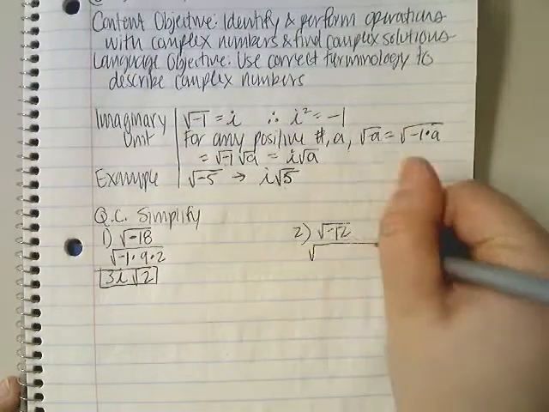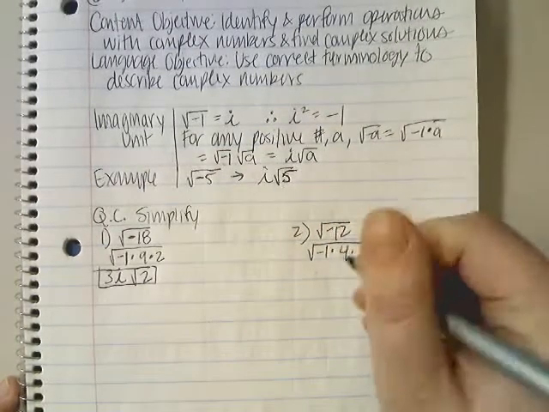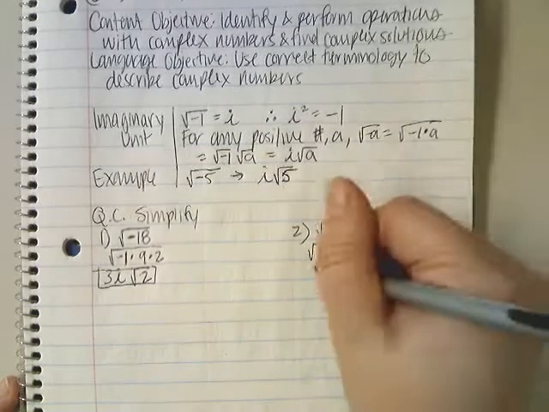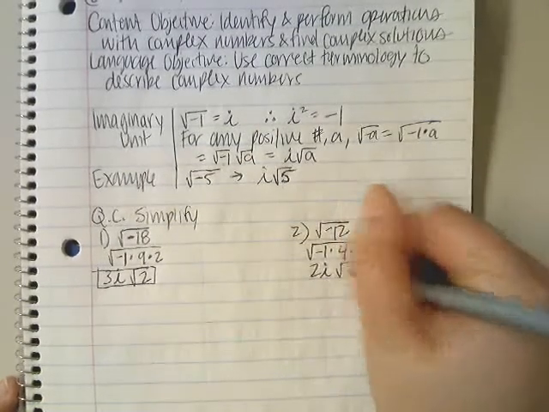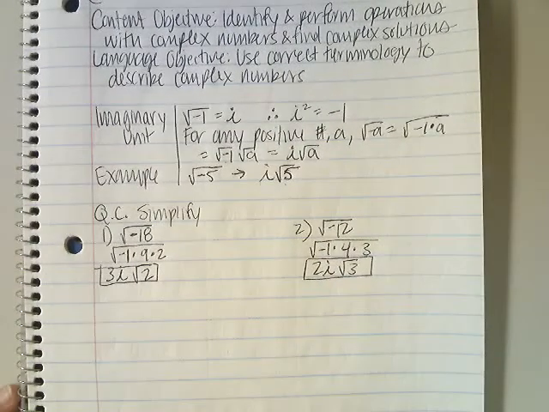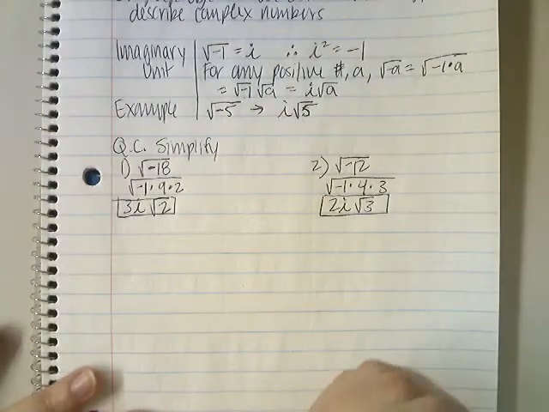I'm going to do a similar thing here with -12. I have -1 times 4 times 3. I know if I take the square root of -1, I get i. The square root of 4 is 2. The square root of 3 I cannot do without getting an irrational number. So my answer is 2i root 3. Jot down any questions you have on those.